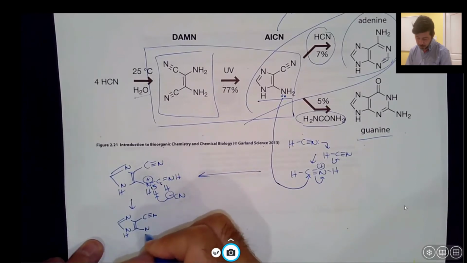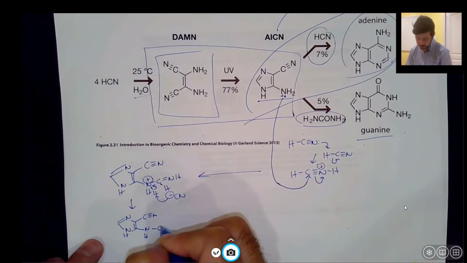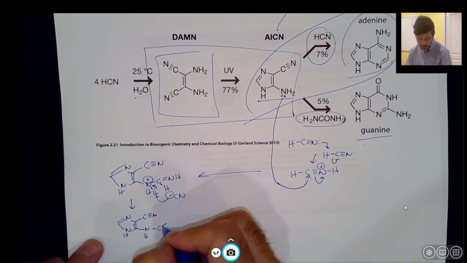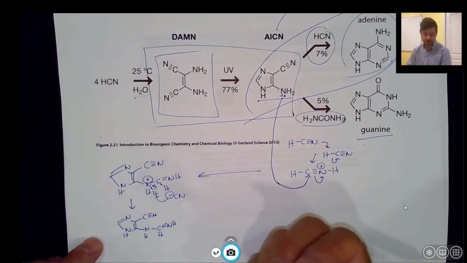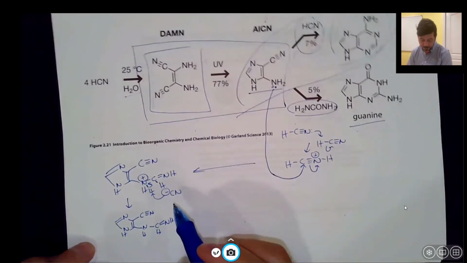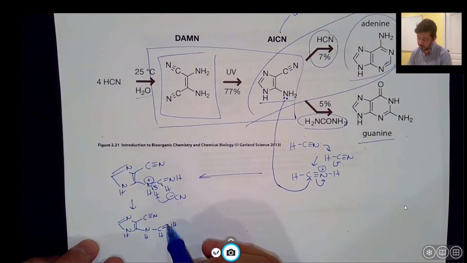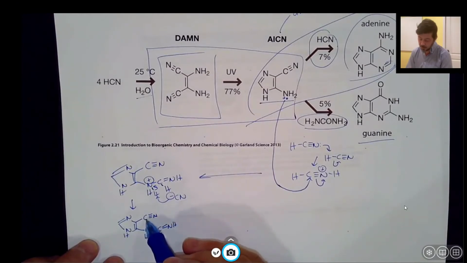And so we have this. All right. Now what we need to do is find a way to close this ring to make it a 6-membered ring. If we count from this carbon, you have 1, 2, 3, 4, 5, 6. This nitrile group, as you know, is a good electrophilic partner.